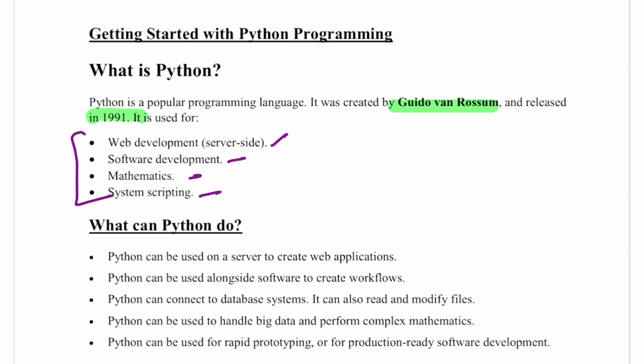So there can be another MCQ or an objective type question, which of the following statements is incorrect, or which of the following Python is not used for, something like that. So maybe there can be web development, quantum mechanics, mathematics, system scripting.